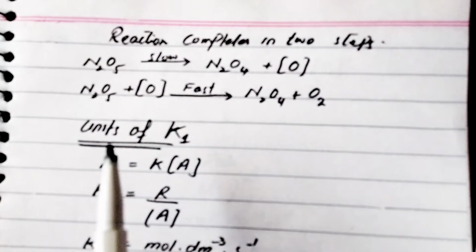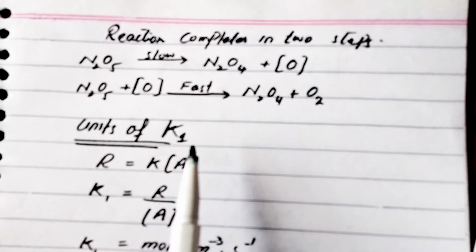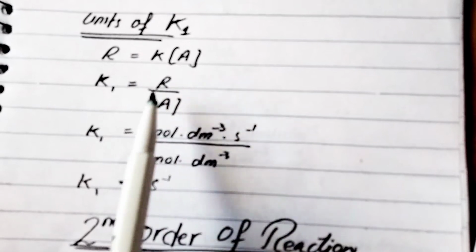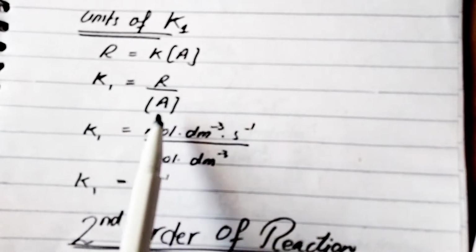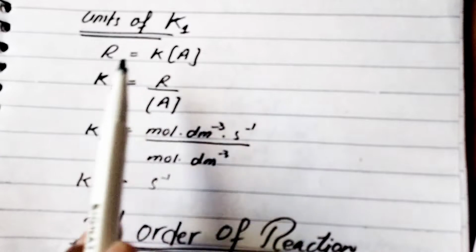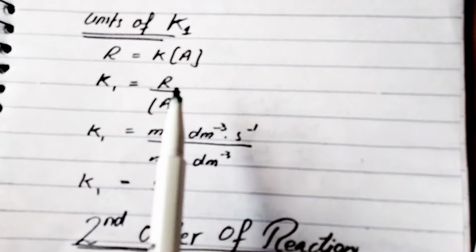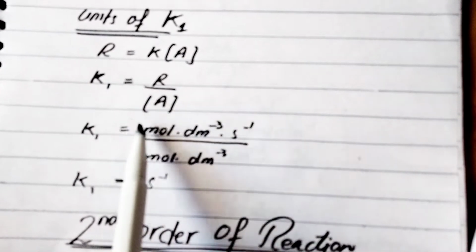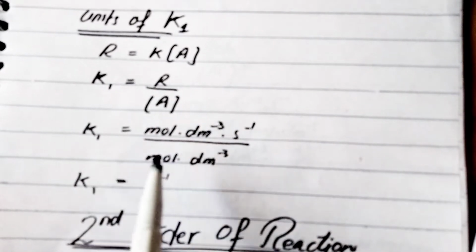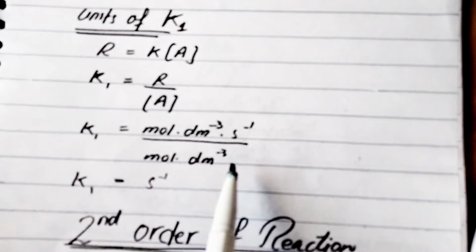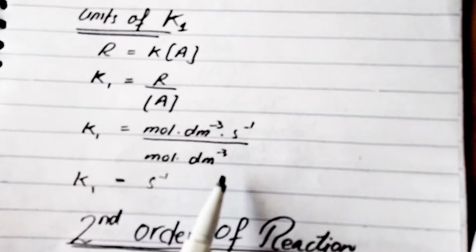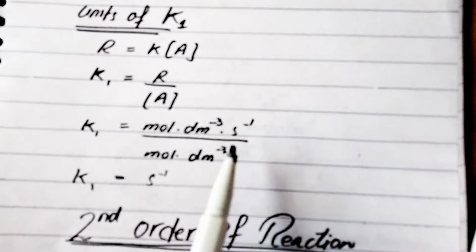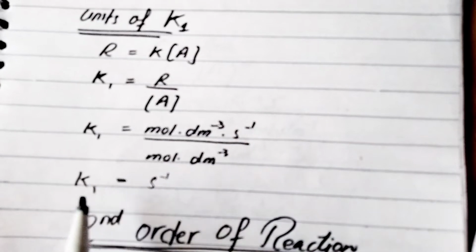What is the unit for this k constant for first order reaction? Rate is equal to k into [A]. k1 is equal to rate over [A]. When we rearrange this equation, it will occur. Unit for the rate is mole per decimeter cube per second, and [A] is also the concentration of the reactant and its unit is mole per decimeter cube. This mole per decimeter cube cancels with this mole per decimeter cube, and per second is the unit of k1.